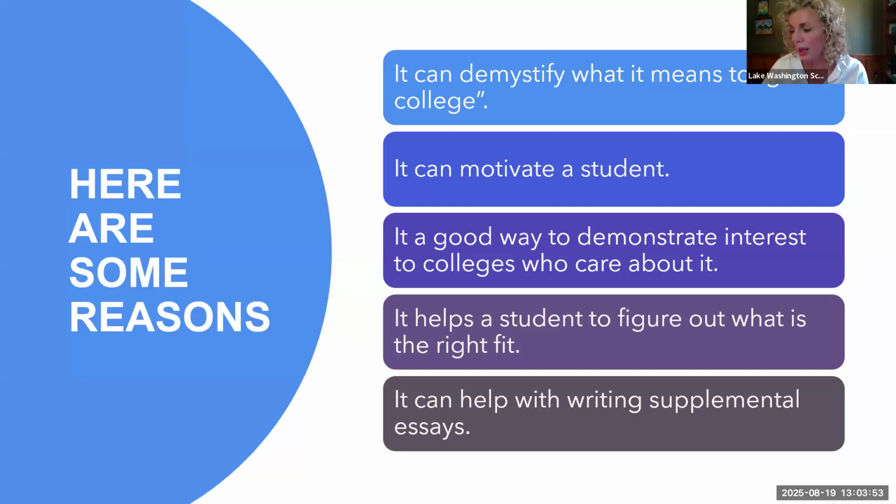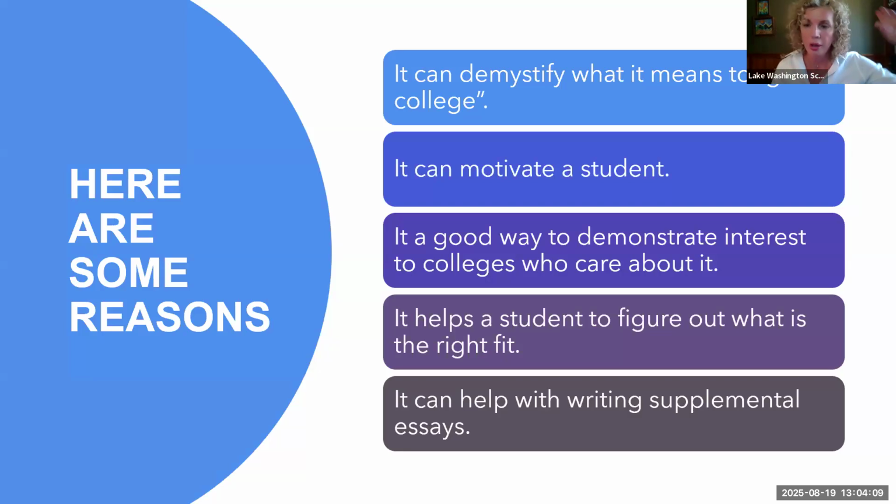So why should you spend the time? And again, it might be a virtual tour. It doesn't have to be in person, but it can demystify what it means to go to college. It can also motivate a student to do better. Some colleges care about demonstrated interest. It can help a student figure out if it's the right fit.